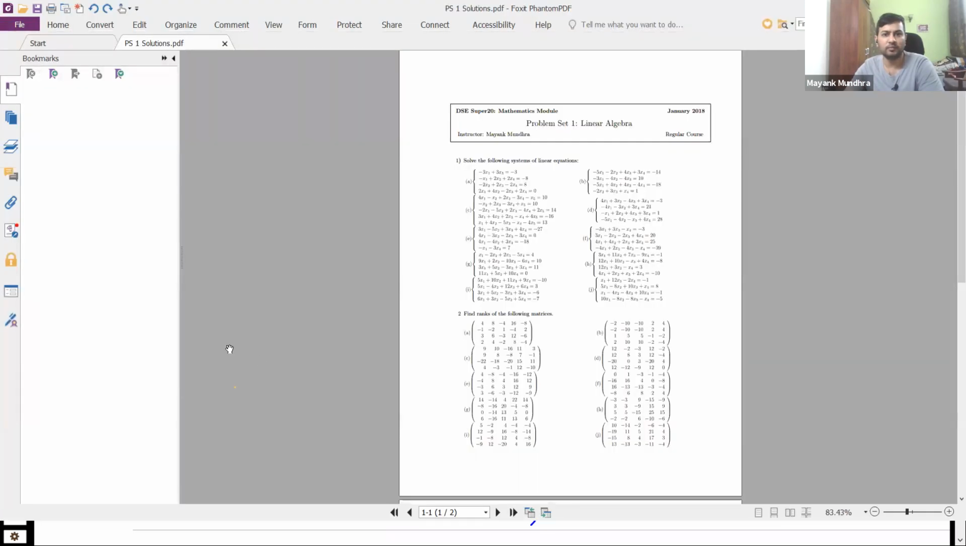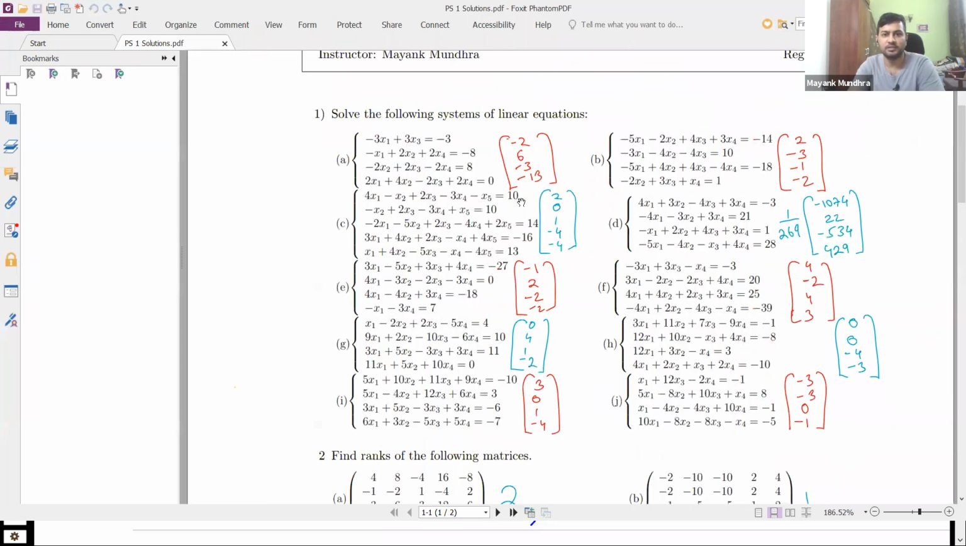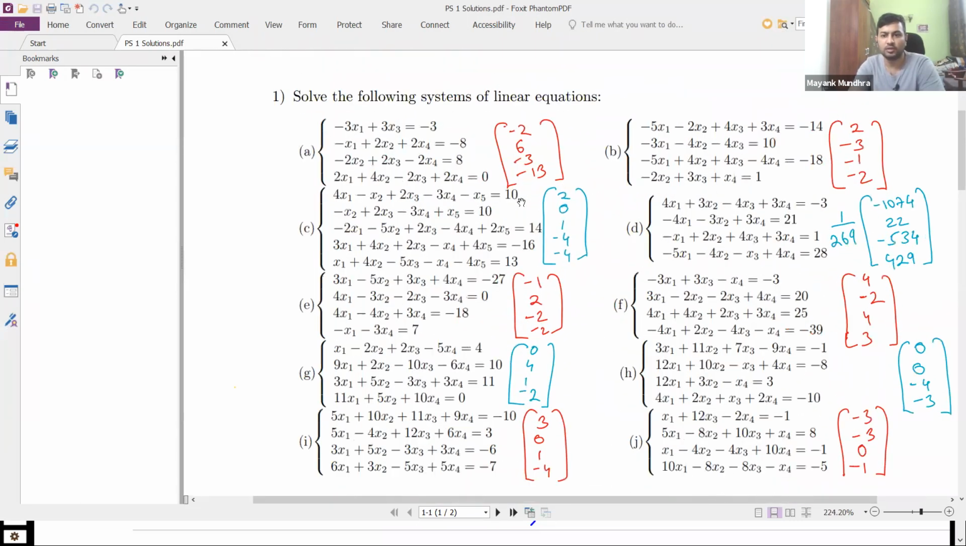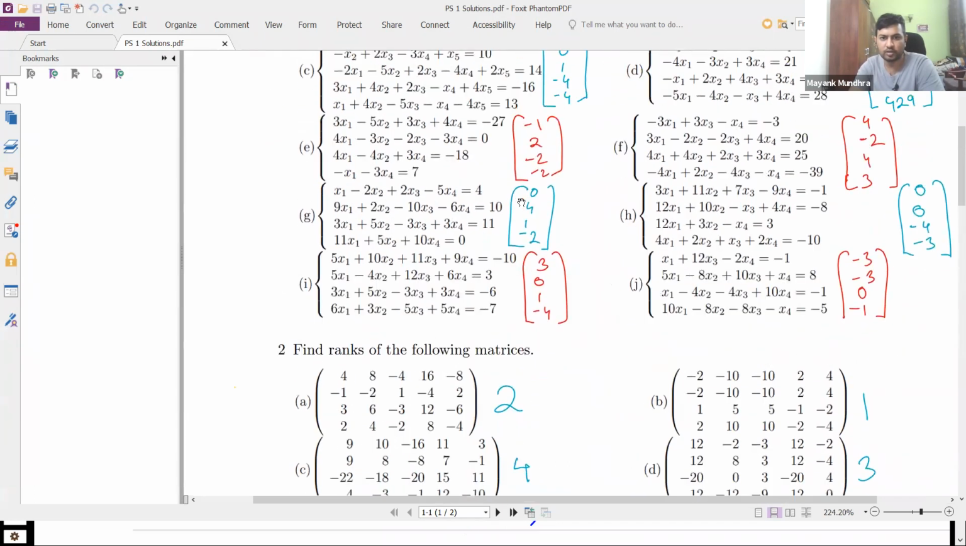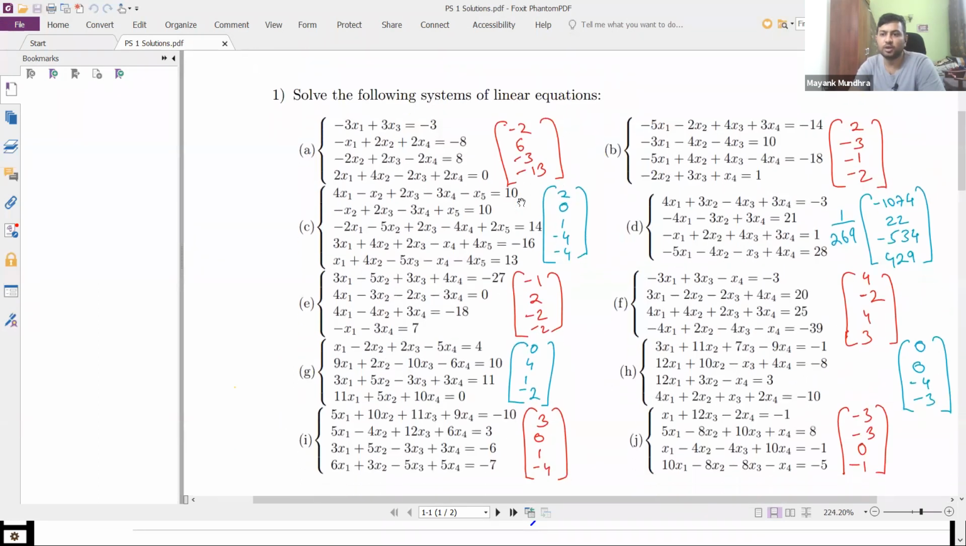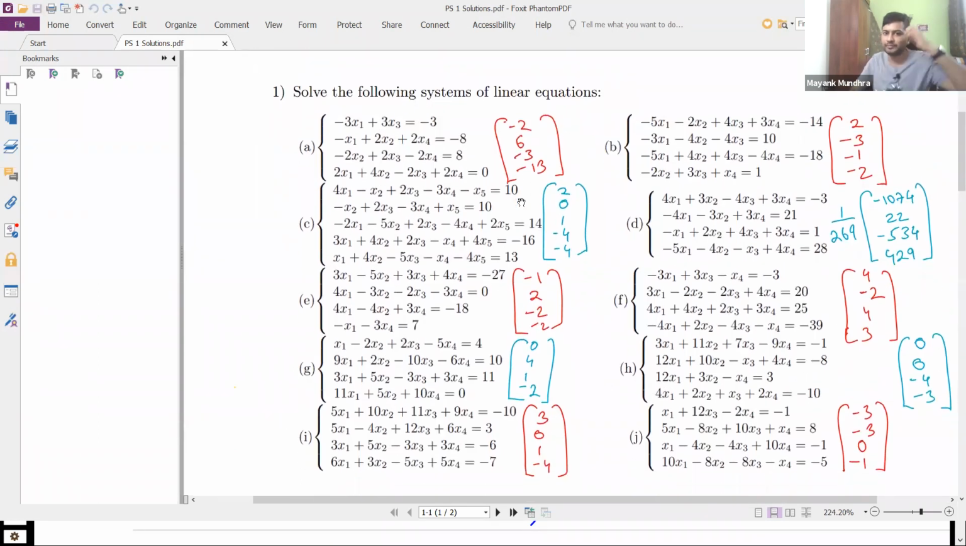Let me open up one of these examples. Let us see if there are any examples in 3 variables. No, there are not. So this is going to be our homework. So let's look at this first example. Minus 3x1 plus 3x3. Let me copy this.